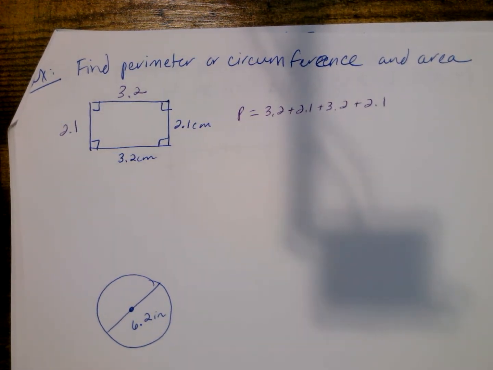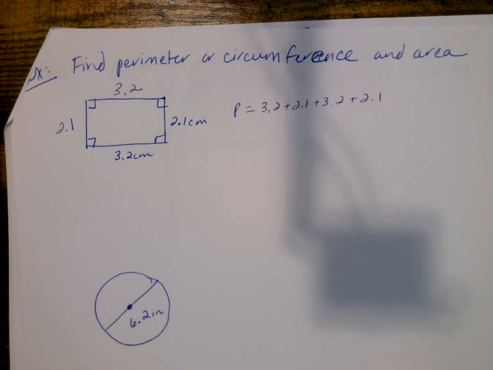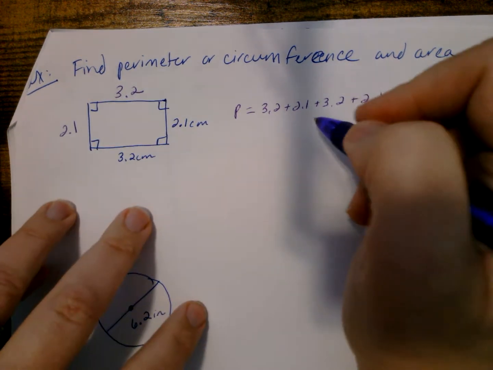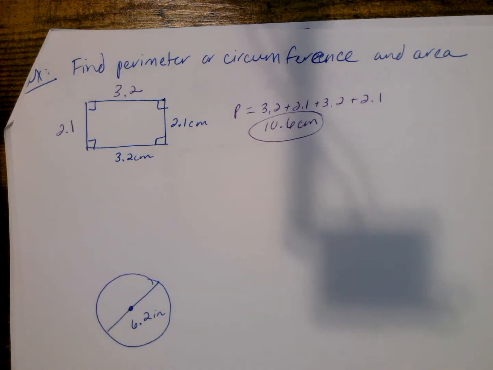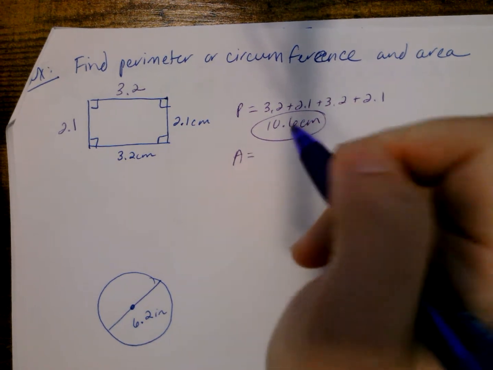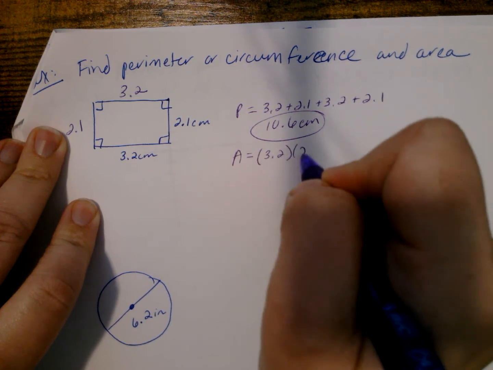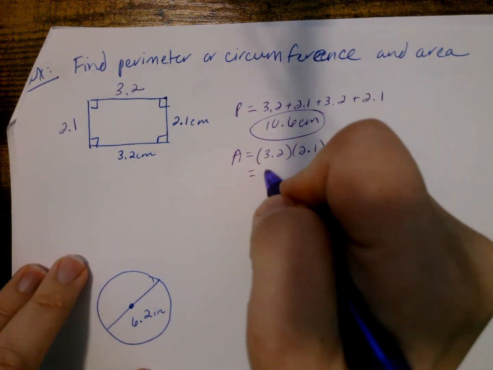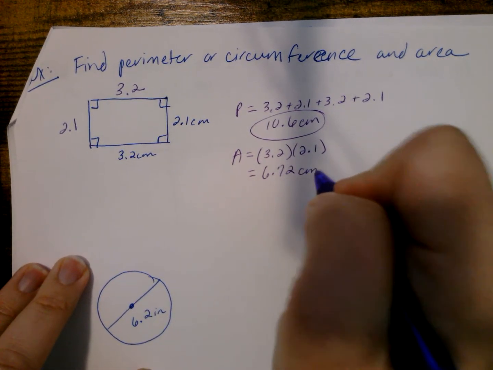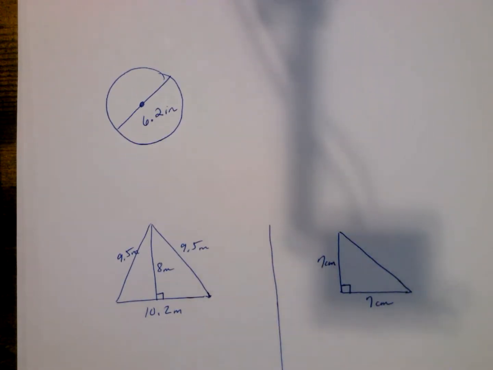And to be honest with you, for perimeter anyway, I don't think you need to show that much work for this one. And I get 10.6, and you label perimeter by its unit, so centimeters. For area, I would like you to show me what you multiplied together, so 3.2 times 2.1, and I get 6.72 centimeters squared, because remember, area is the amount of square units covering the surface. So easy.